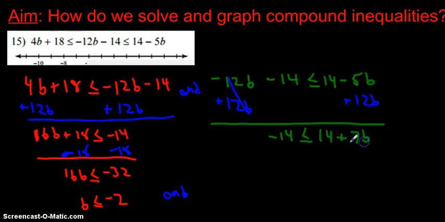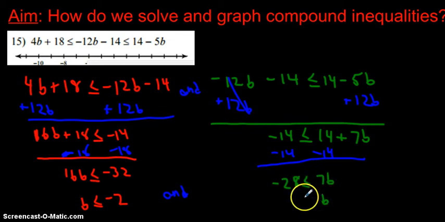That's 7b. Now we'll subtract 14 from both sides. And that'll leave us with negative 28 is less than or equal to 7b. So b must be greater than or equal to negative 4. And you'll notice I even say it in reverse. So I could say this: b is greater than negative 4, or negative 4 is less than b. It means the same thing.